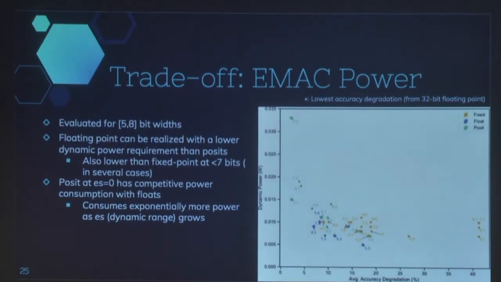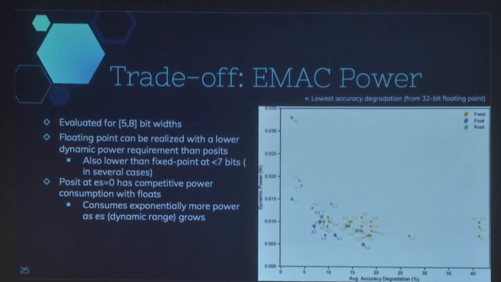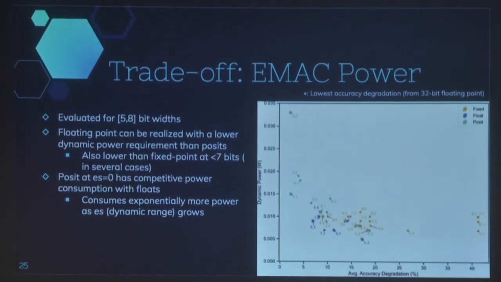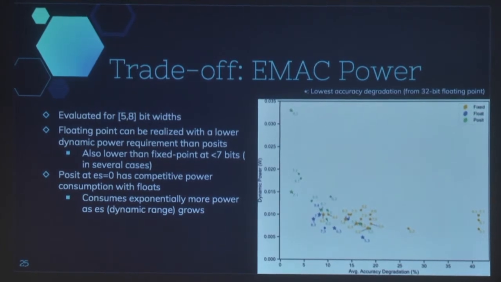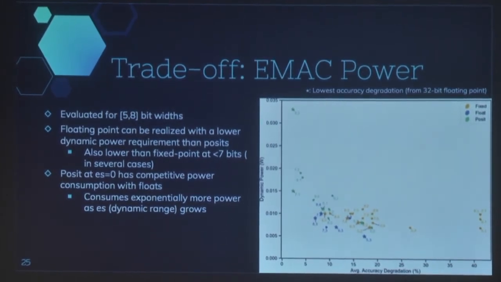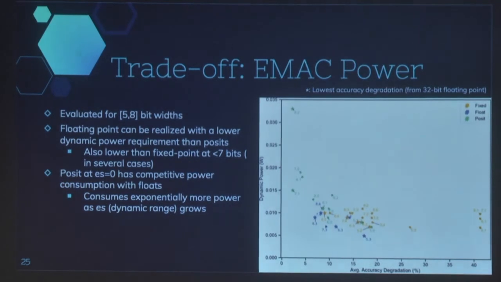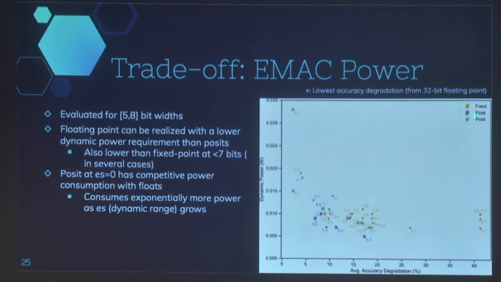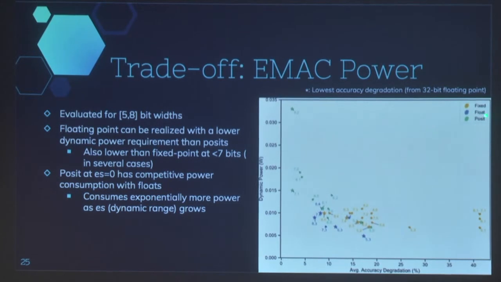Okay. So that was for the 8-bit. But when we are looking at lower than 8 bits, like 5 to 8-bit widths, we wanted to see how it does across different metrics in terms of power, delay, and the energy delay product. So here on the x-axis, we have the average accuracy degradation and the dynamic power. And you really need magnifying glasses to look at this. But we have 3 different color codes here. Yellow is fixed, blue is float, and green is posit.